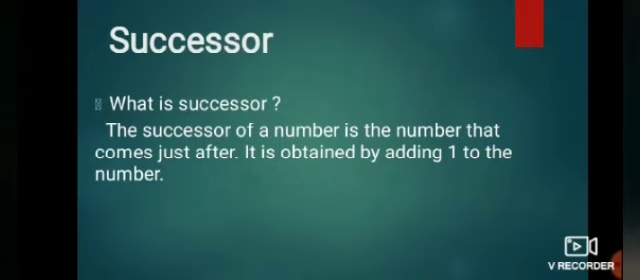Next we are going to see about the successor. First let me tell you what is meant by successor. The successor of a number is the number that comes just after. It is obtained by adding 1 to the number. That means you have to just add 1 to the given number. So that is called successor. Okay. So next we are going to see 4 examples for successor.